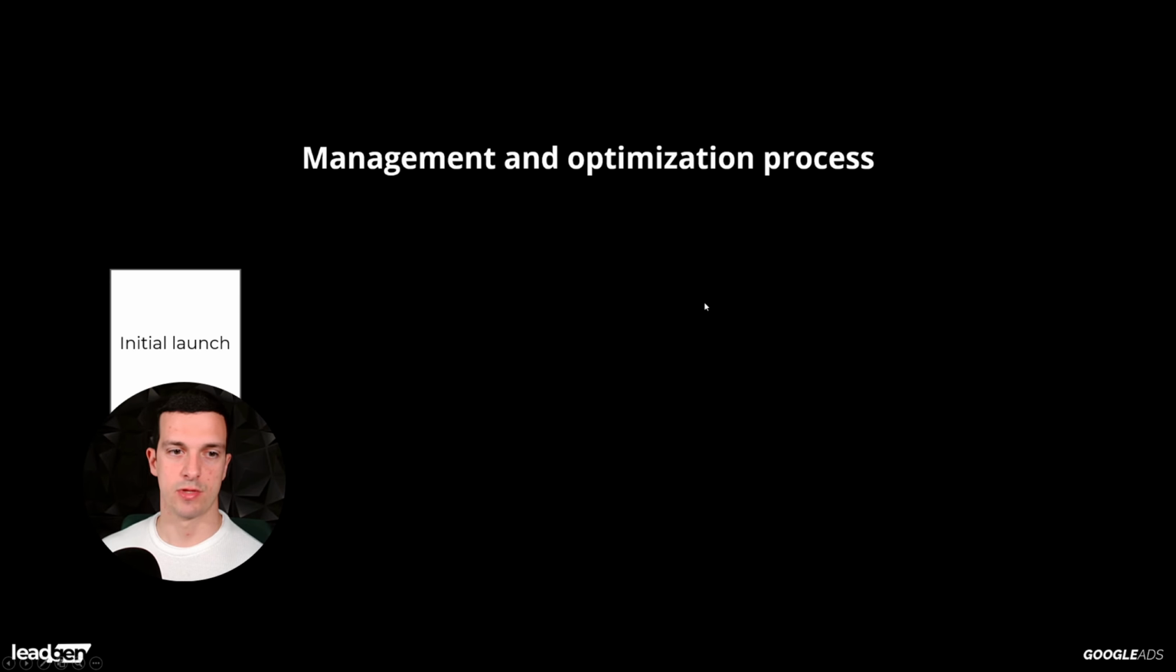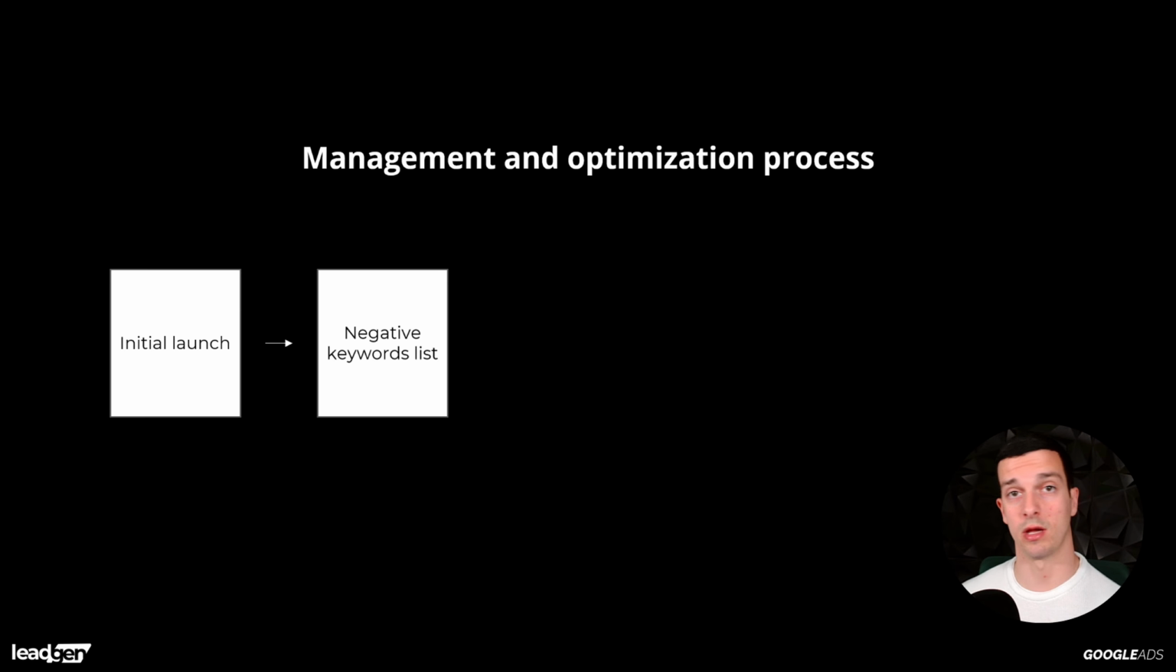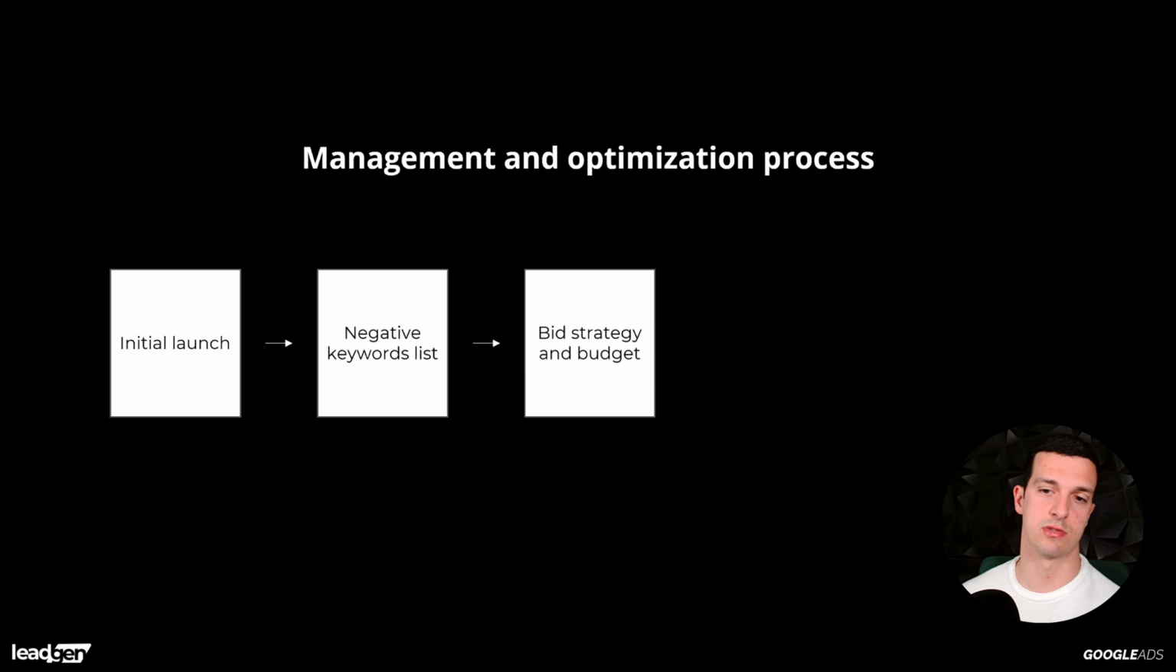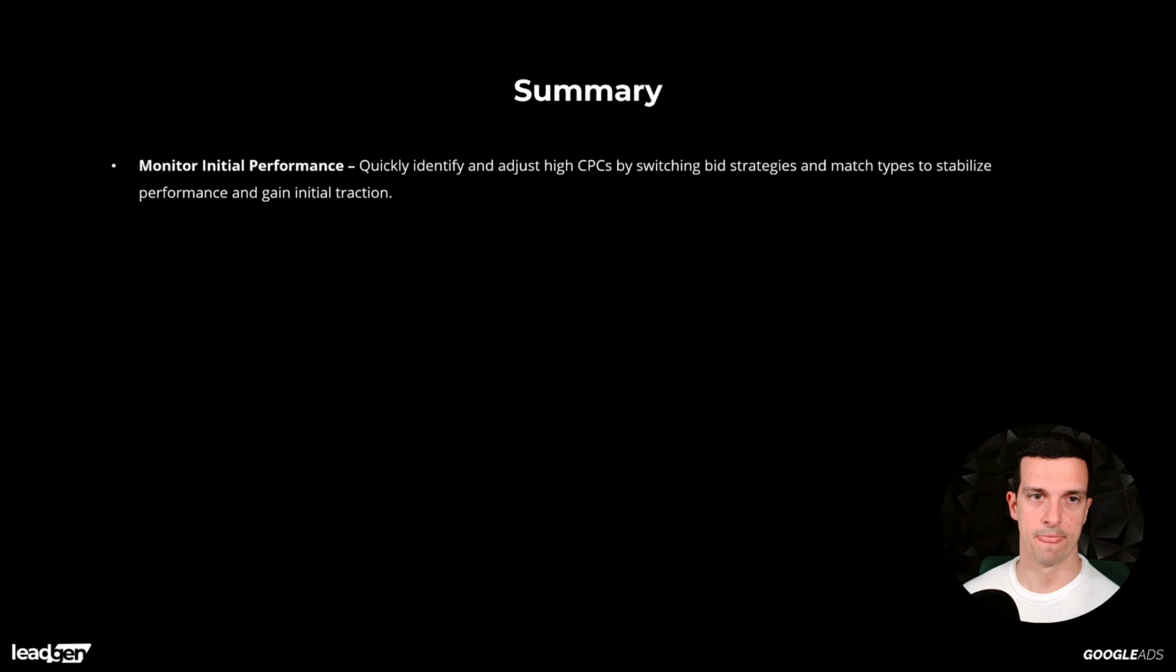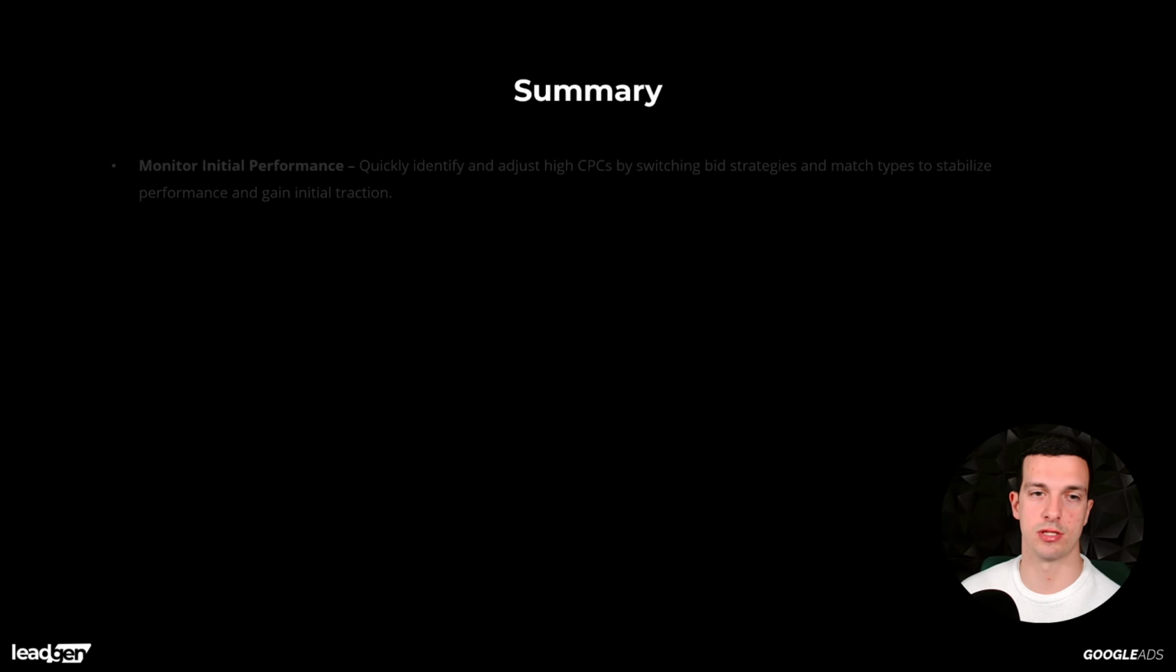Alrighty, summary. So we said we do the initial launch, we optimize with negative keywords, we optimize the bid strategy and budget, we test out different ads, and we play around with audience targeting. And this is the process that we follow to get some great results. Summary: monitor initial performance, quickly identify and adjust high cost per clicks by switching bid strategies and match types to stabilize performance and gain initial traction. Like as we covered, when you launch, see if you have too high CPC, then you want to change maybe to maximize conversions or to do some broad targeting, broad match types.